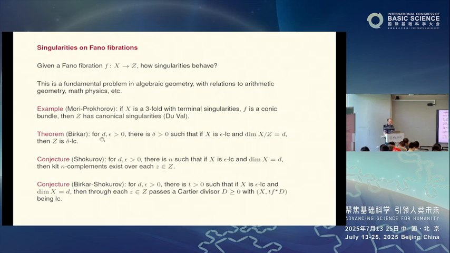But in a much more general form and in every dimension, the next theorem says that if the total space X has epsilon-LC singularities, then the base will always have some delta-LC, where delta will depend only on epsilon and the relative dimension. So the previous example is just one example of this more general statement. Unfortunately, this is a very long story. There's no time to go into this any deeper. But there are also still very hard questions remaining in this direction.